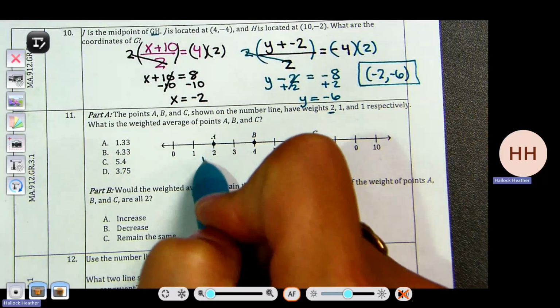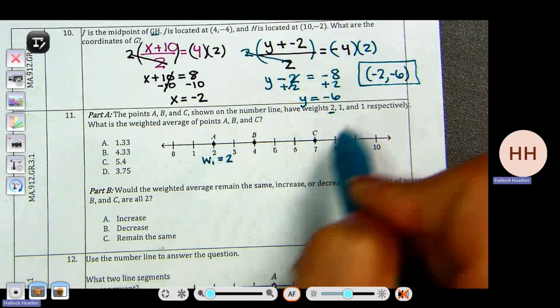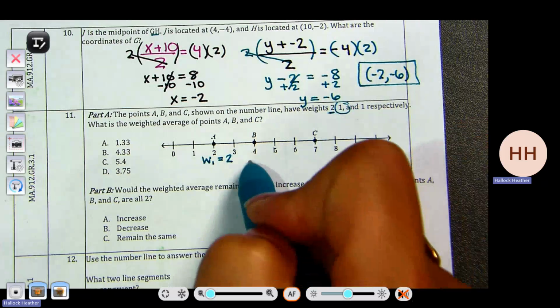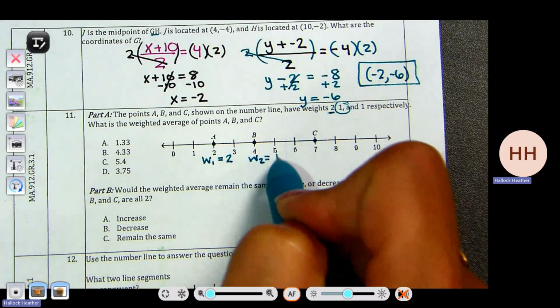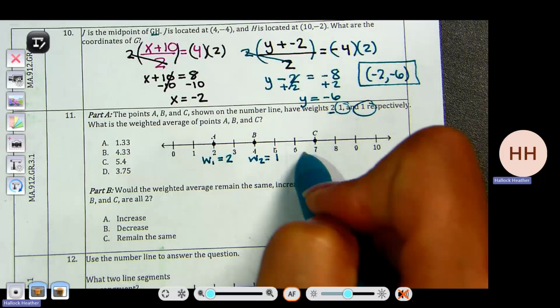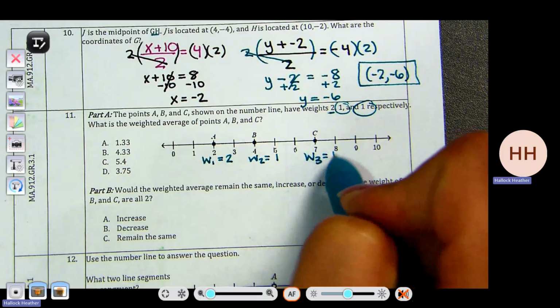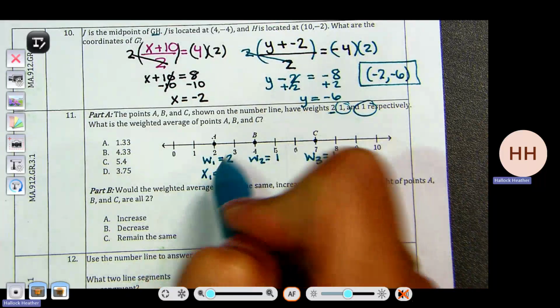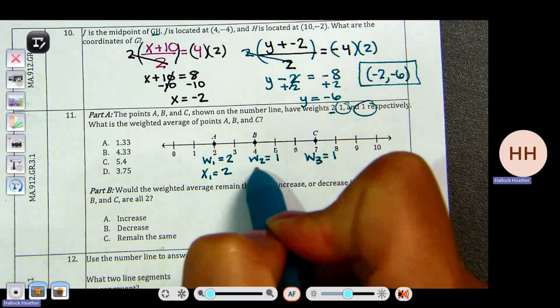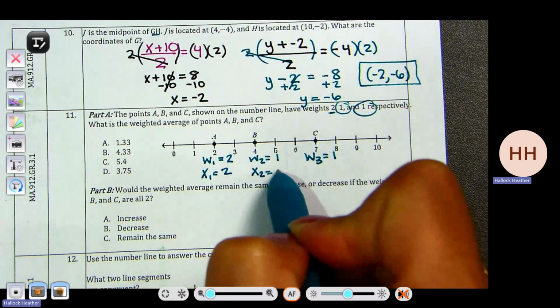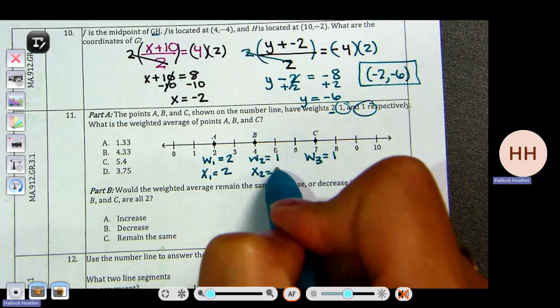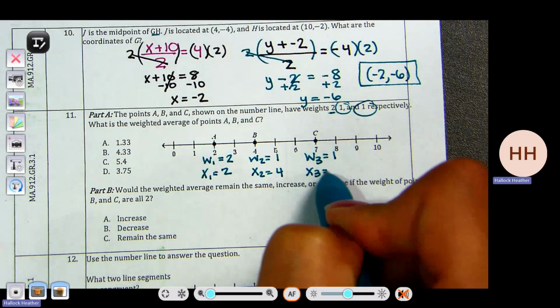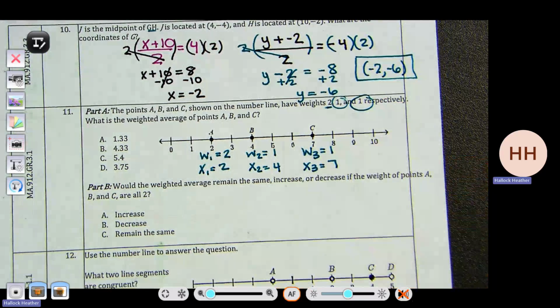So we have weight 1, which is 2. B is going to be 1. This one is going to be weight 2, which is 1. And then you have a third one, which is going to be weight 3, which is 1. You also need to include your locations. So we're going to call this one X1. That's A, which is at 2. We have X2, which is at B, which is 4. And X3, which is 7.